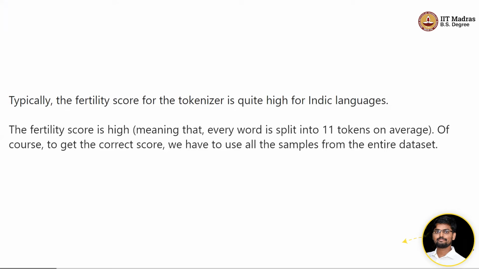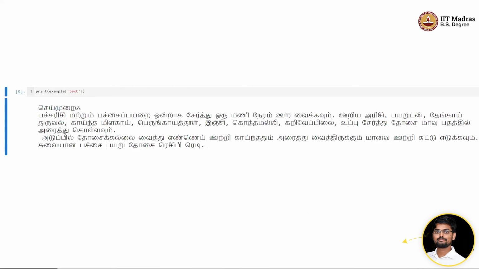Of course, to compute the actual fertility score, you have to tokenize the entire data set and then take this ratio, then only it will give the actual or the average number of tokens. But anyhow, let's go with it. We can see that the fertility score is quite high, and typically it is the case for all Indic languages. The fertility score is high, which means each word in the sentence is split into 5 to 6 tokens. Okay.